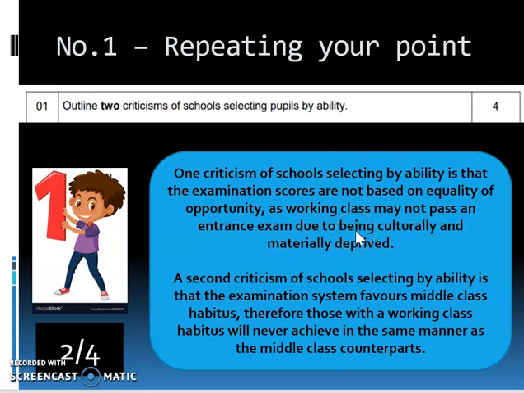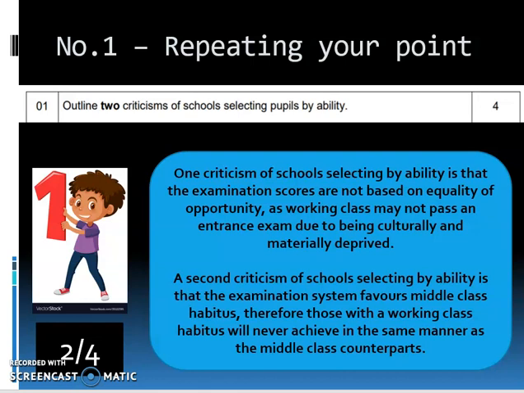They get 2 out of 2 for the first criticism. They successfully identified a criticism: tests are not based on equality of opportunity, implying that there is some bias, and explain this by stating the social group, for example, the working class, are being disadvantaged by it, and why.